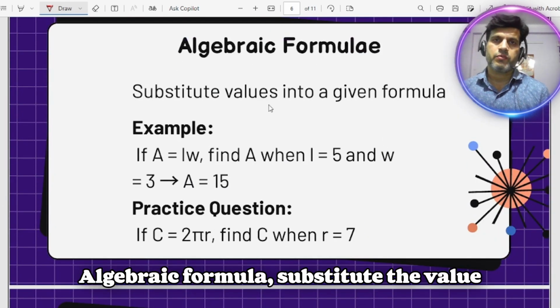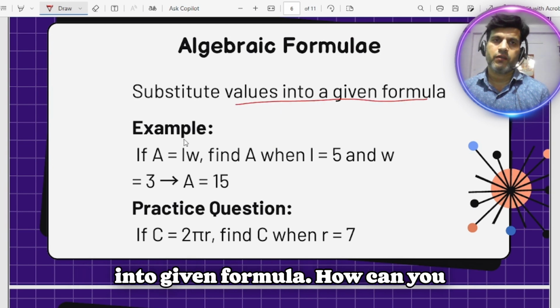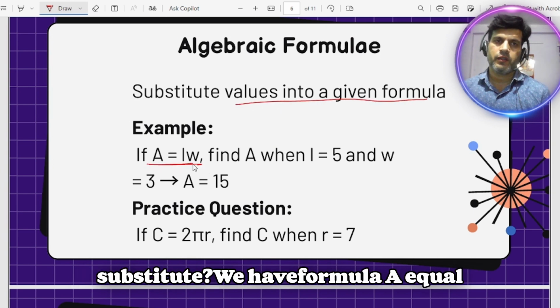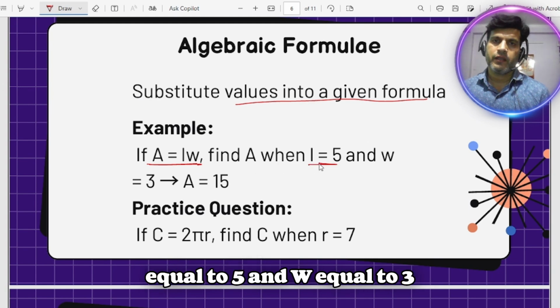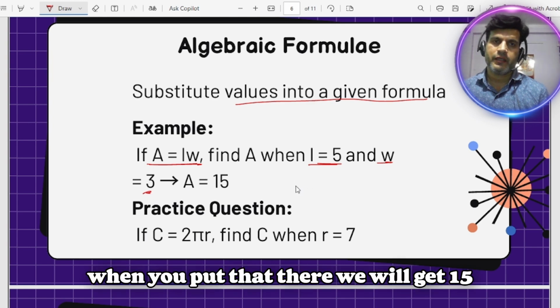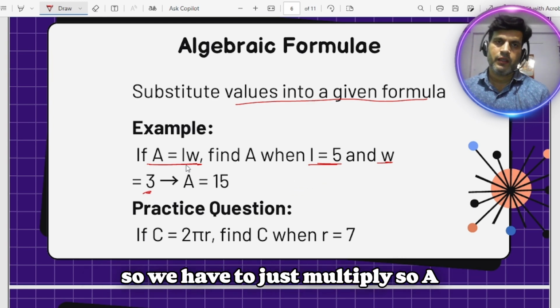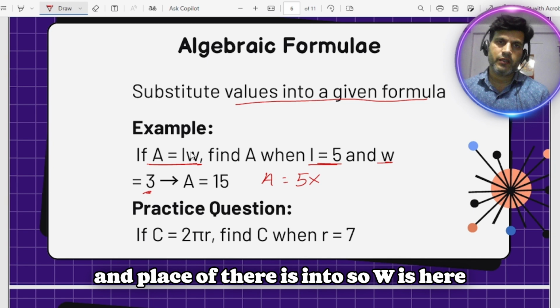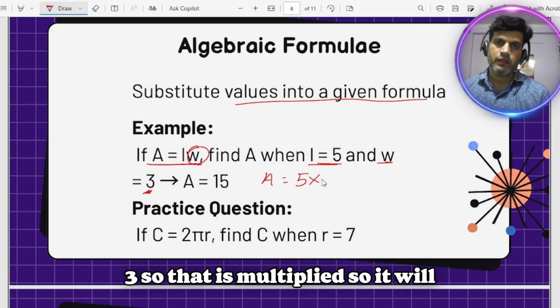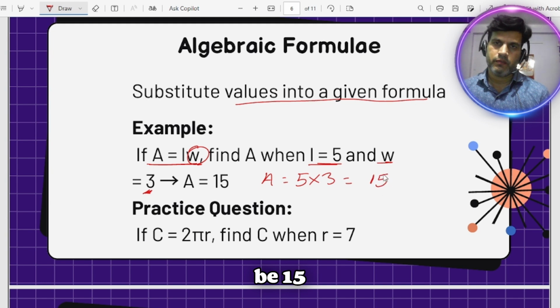Algebraic formula: substitute the value into a given formula. How can you substitute? We have a formula A equals L into W. Find the A when L equals 5 and W equals 3. When you put that there, we will get 15. So we have to just multiply. So A equals L, L equals 5 and into W, so W is here 3. So that is multiply. So it will be 15.